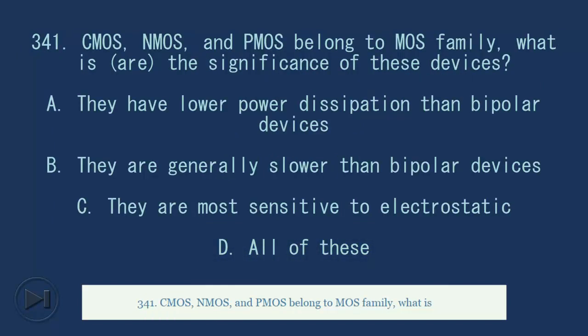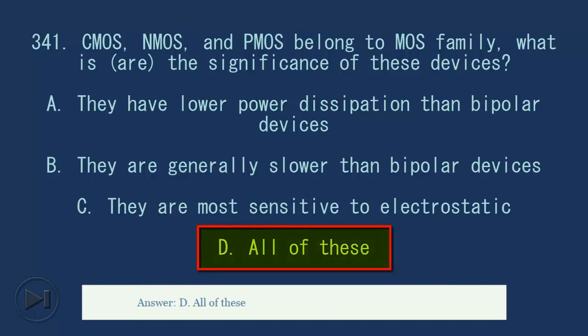341. CMOS, NMOS, and PMOS belong to the MOS family. What is, or are, the significance of these devices? A. They have lower power dissipation than bipolar devices. B. They are generally slower than bipolar devices. C. They are most sensitive to electrostatic discharge. D. All of these. Answer, D. All of these.